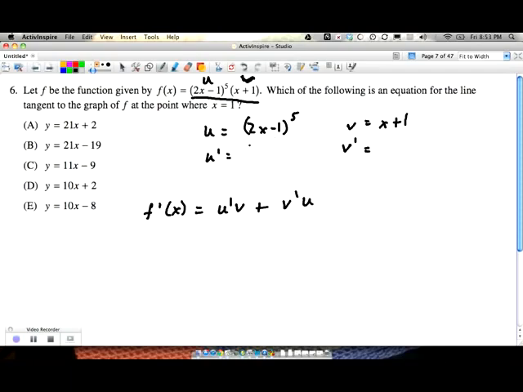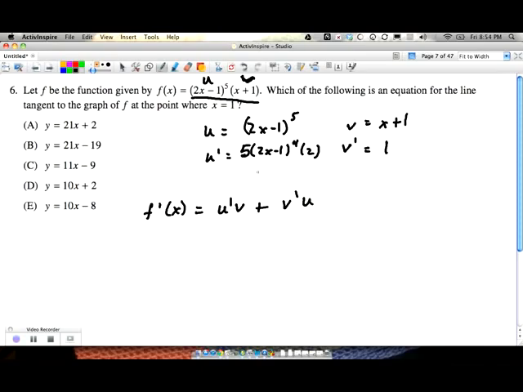And so u prime, this is a chain rule, but not too bad of one. It's going to be 5 times something to the 4th times the derivative of that inside. So we have 2x minus 1, and its derivative is 2. And then here we have v prime is just 1. Well, that was rather easy. Derivative of x plus 1 is just 1.